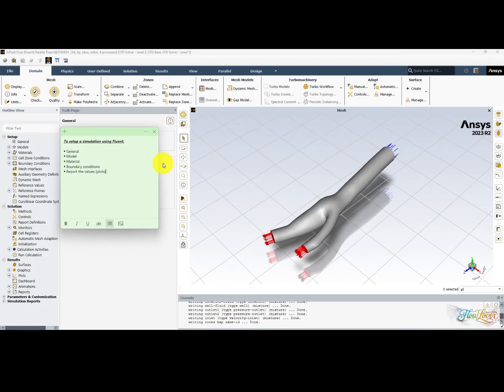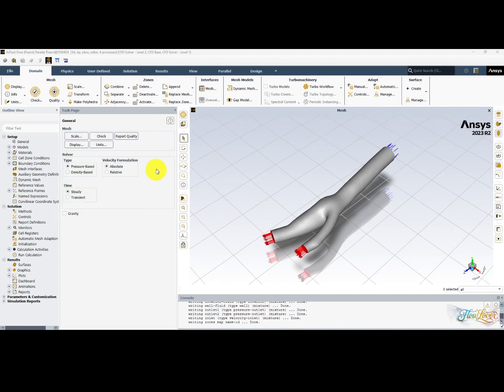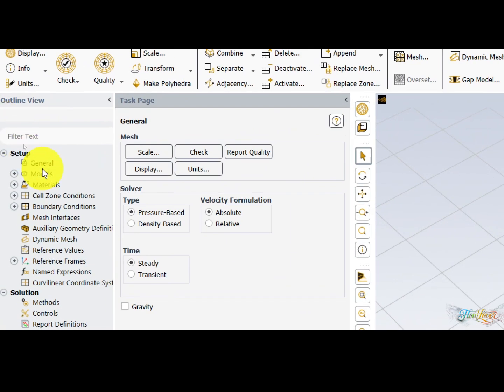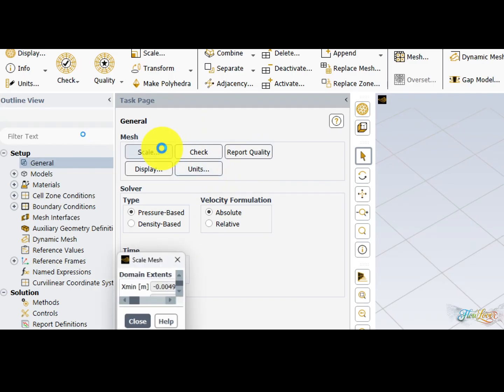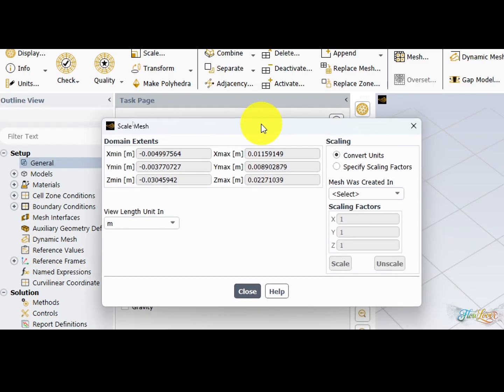So here on the left side, you see that we have to fill all of them step by step. We can always start from the left side, go to each of them one by one and fill them if they are relevant for you. Then it's the easiest way to set up the simulations. So if you look at the left side, the first part is general. And then when it opens the panel for us on the general section, we see information about the mesh, about the solver and time step.